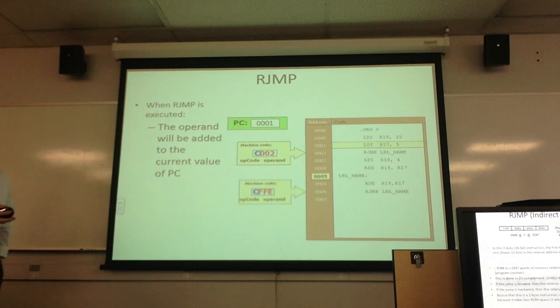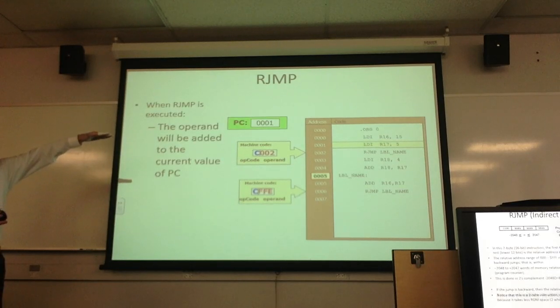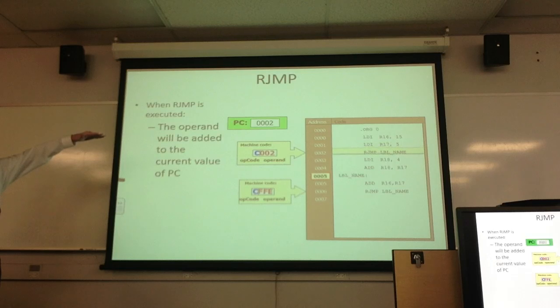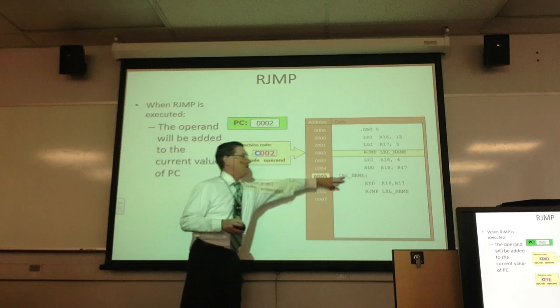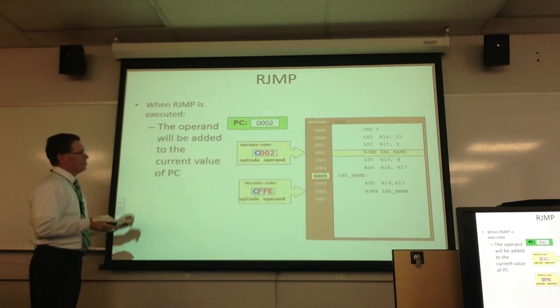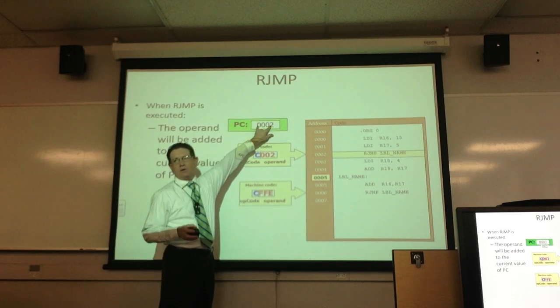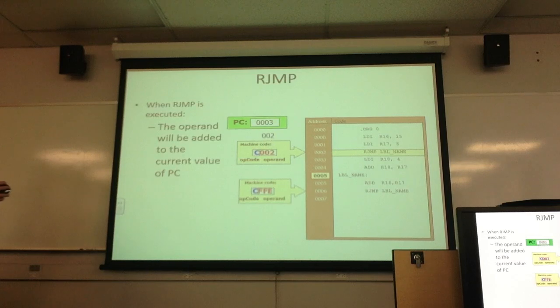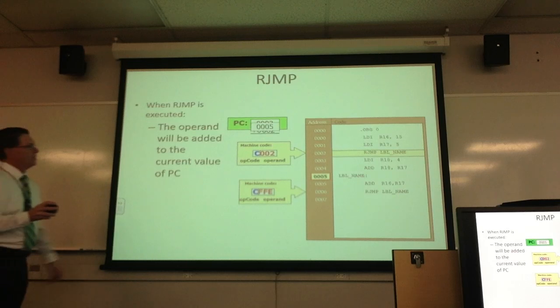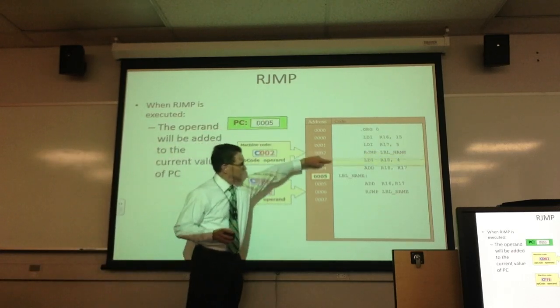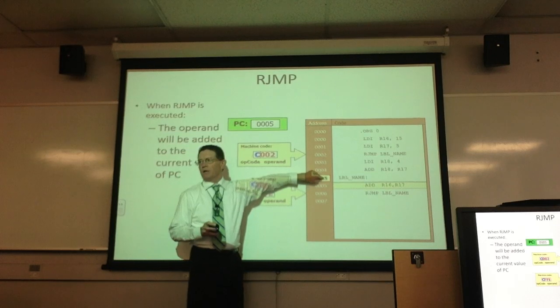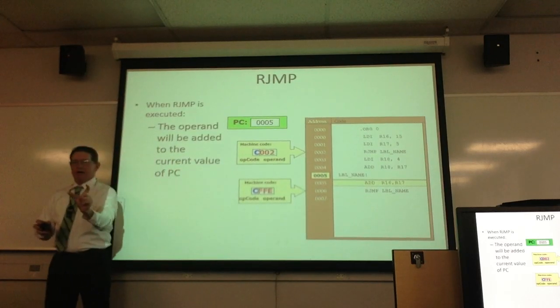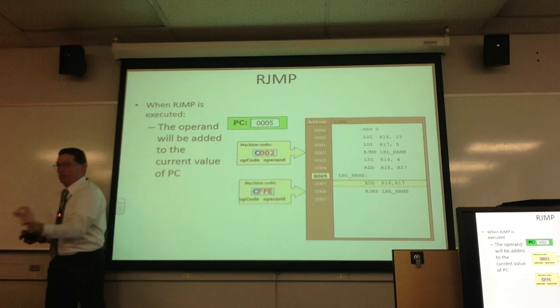Here, watch what happens with the program. We're just going to load a 15 into R16 and a 5 into R17. Now we're going to jump down to this label name here. What we're going to do is take the program counter plus the offset. The 2 comes up, you add it to the 3, and that gives me the 5. The 5 now goes into the program counter, and now I jump down to the label name. So it's the program counter plus the operand that is going to be my new program counter.